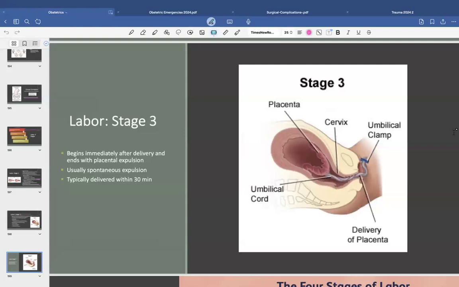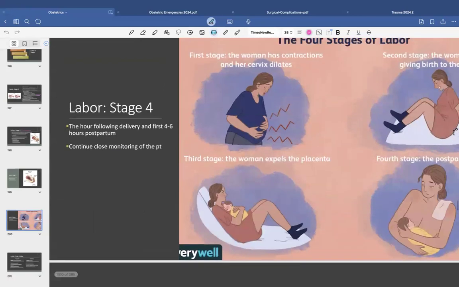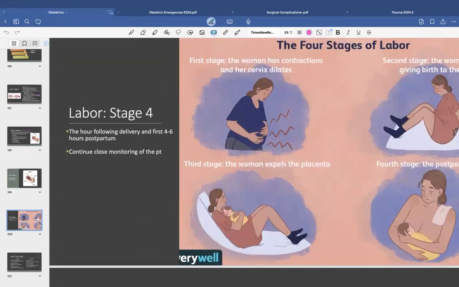Stage 4. The hour following delivery in the first 4 to 6 hours postpartum. Going to continue to closely monitor mom. Those are just your 4 stages.